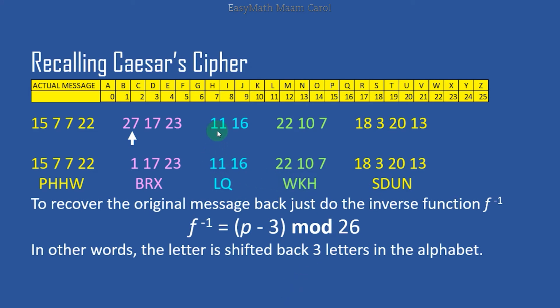And then, yung N, okay? So, 11 is L. And then, yung 16 ay Q. Tapos, ito yung the. Okay? 22 ay W. Ang 10 ay K. At yung 7 ay H. And then, finally, yung word na park, 18 ay S. Yung 3 ay D. Yung 20 ay U. At yung 13 ay N. So, this is now the encrypted message of meet you in the park.